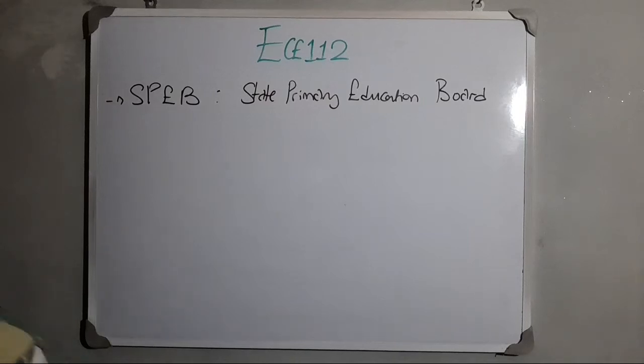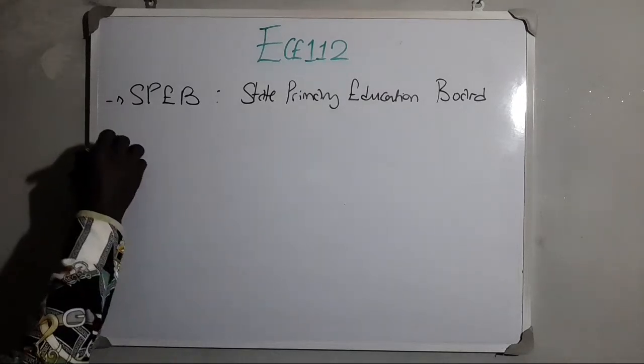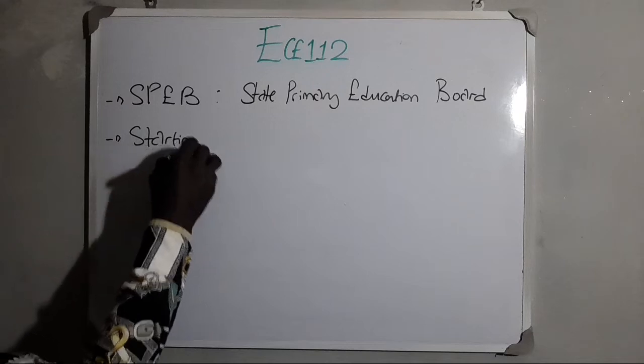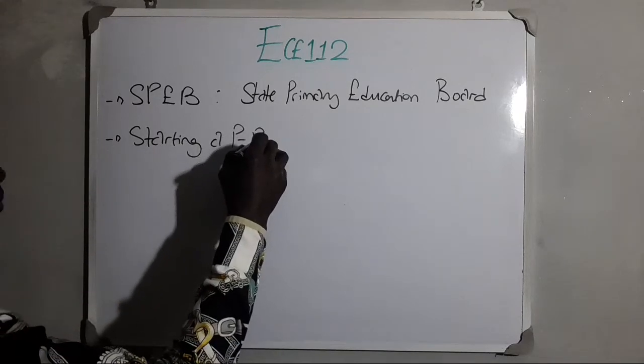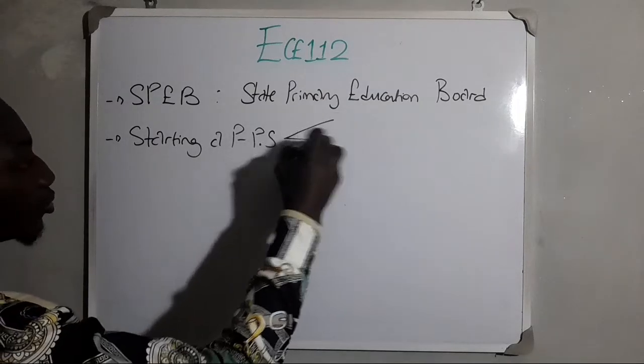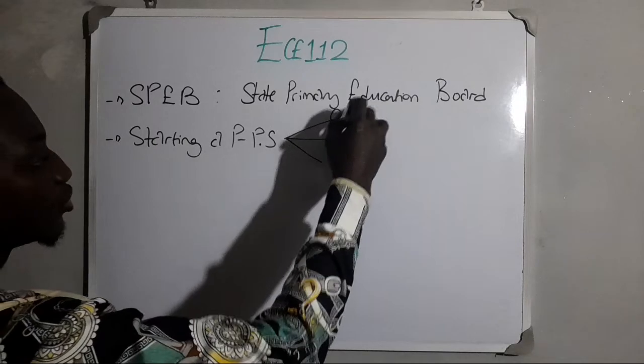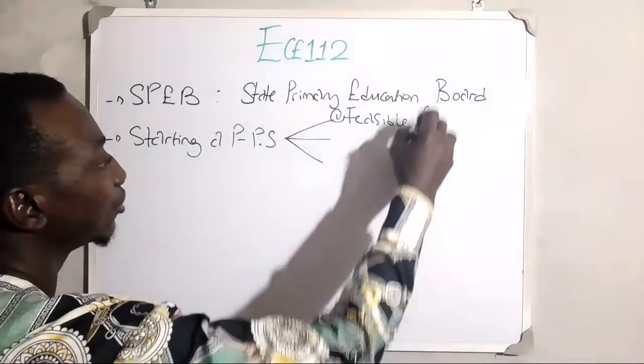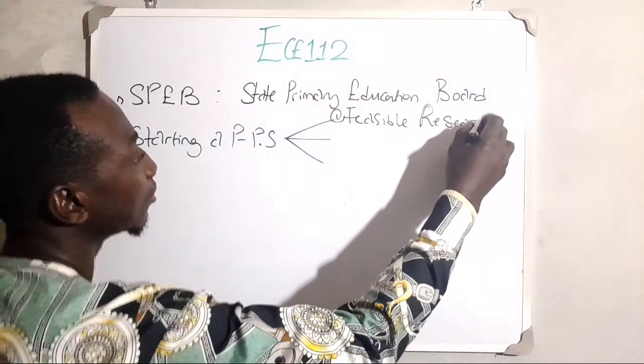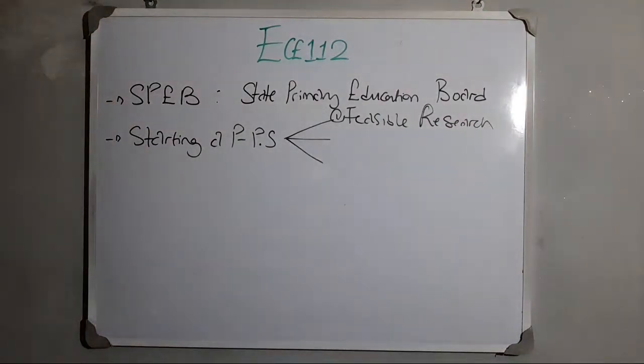Now let's talk about how to start a pre-primary school. First, you need to carry out a feasibility research. This feasibility research will help you know what the density of the area is. Then you will need to find out the number of existing pre-primary schools in that same area.